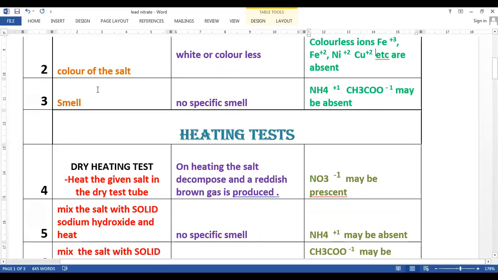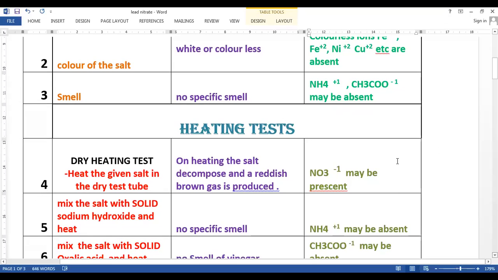Then my dear students, if we smell this salt, there is no specific smell, and that is why those ions which have a specific smell can be considered as absent. So you can say that NH4+ ion and CH3COO- ion, that is ammonium ion and acetate ion, may be absent. Ammonium ion gives ammonia smell and acetate ion gives smell like vinegar.